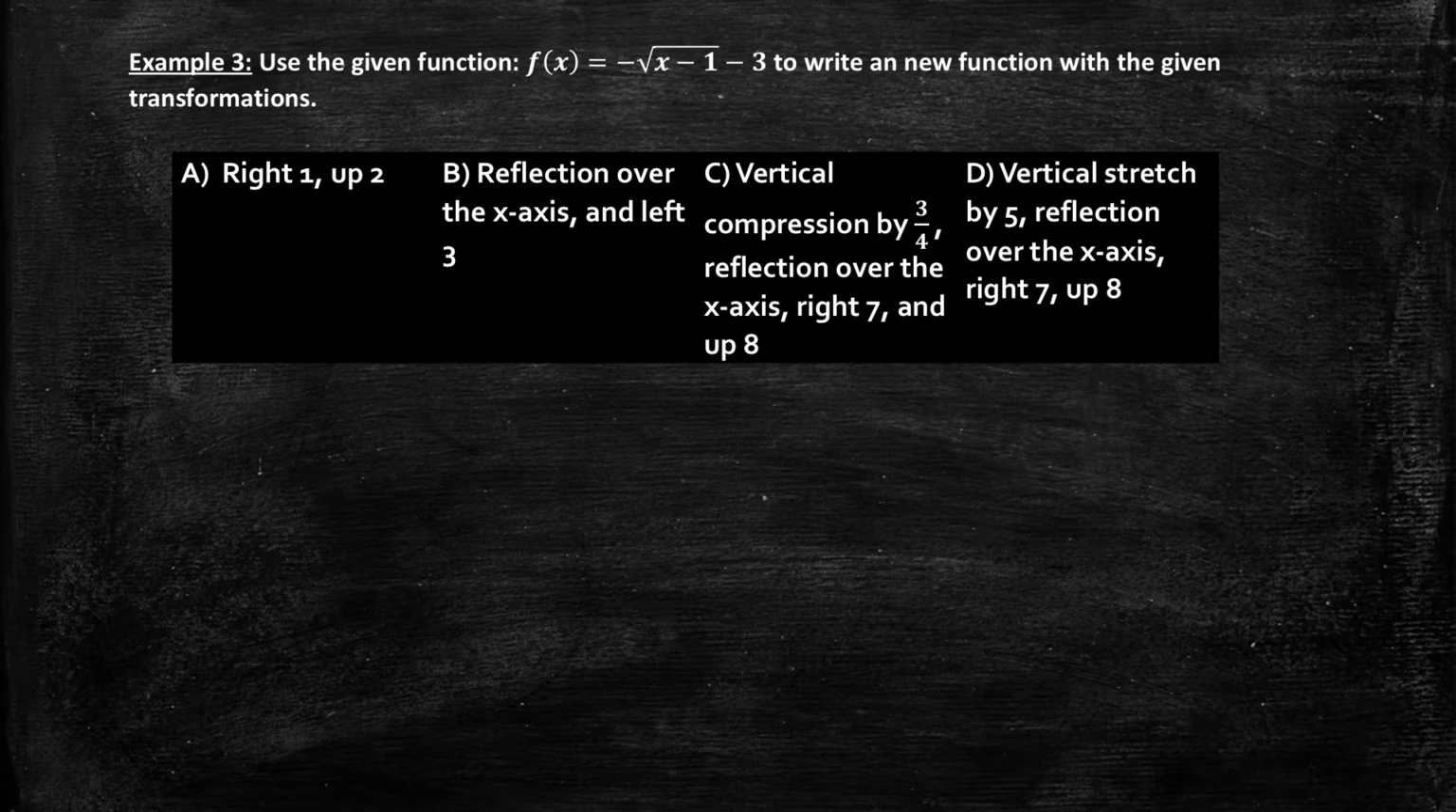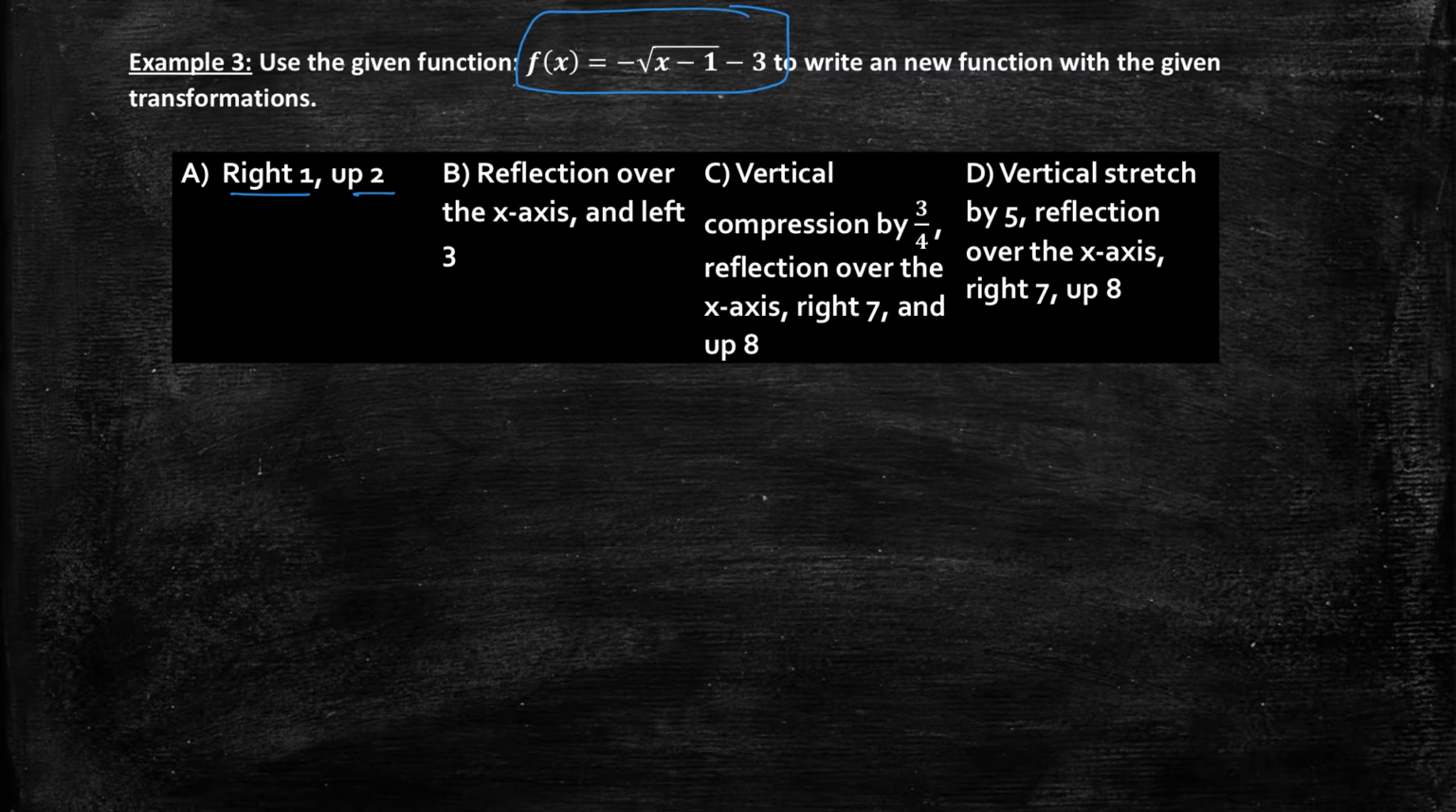Okay, lastly, let's look at this example. It says use the given function f of x equals negative square root of x minus 1 minus 3 to write a new function with the given transformations. So we want to take that function right here and we want to move it right 1 and up 2.